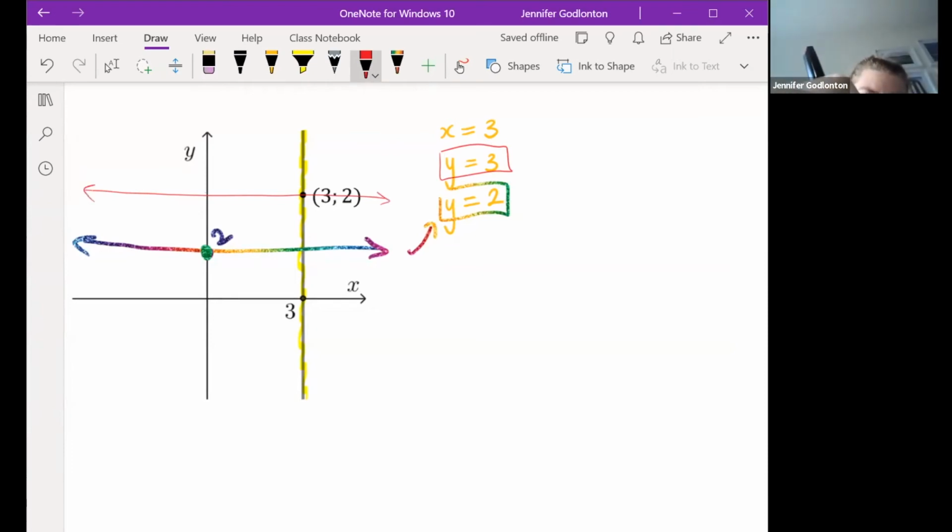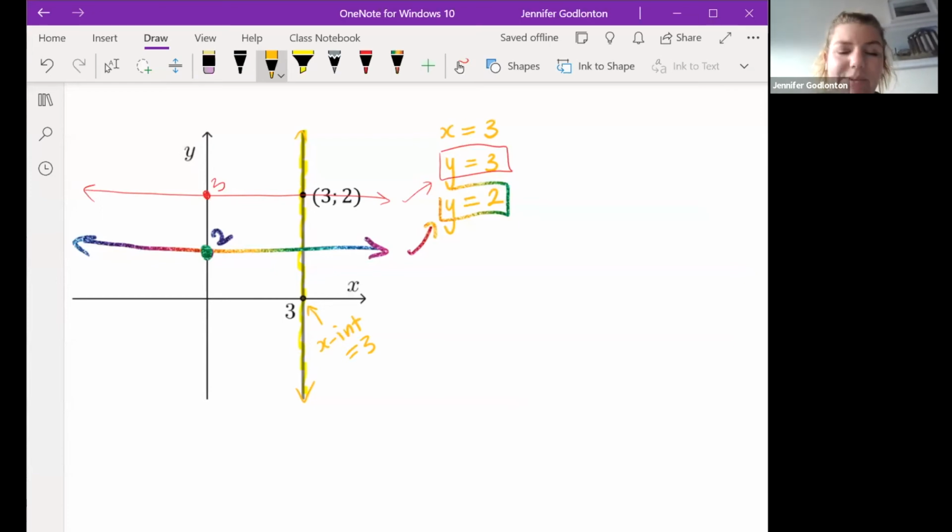Okay, and it would be going through a y-intercept of 3. That is what my red graph would look like. Okay, but this one is not a horizontal line. It is a vertical line, and it has an x-intercept of 3. And because of that x-intercept, it's telling us that my equation must be x is equal to 3.